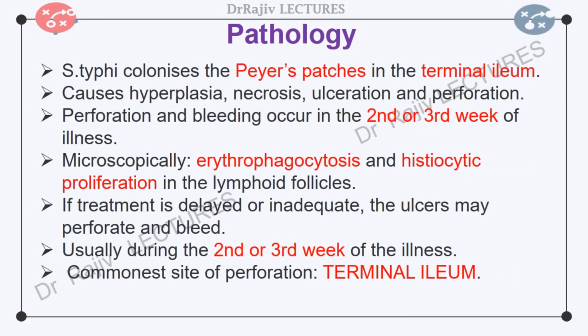The organism enters the gut along with contaminated food or water and colonizes the Peyer's patches in the terminal ileum, causing hyperplasia, necrosis, and ulceration. Intestinal perforation and bleeding through ulcerated ileocecal Peyer's patches most commonly occur in the second and third weeks of illness in approximately 2% of cases. The commonest site of enteric perforation is the terminal ileum.